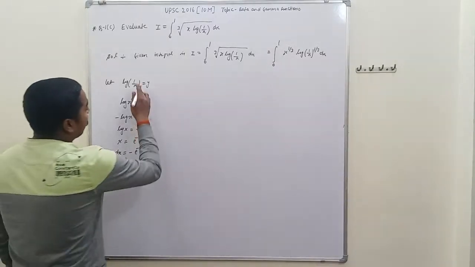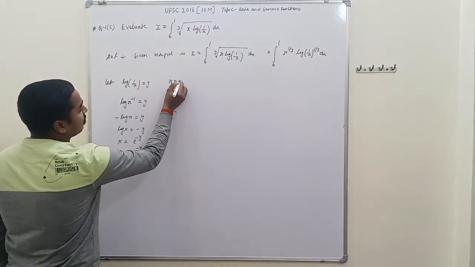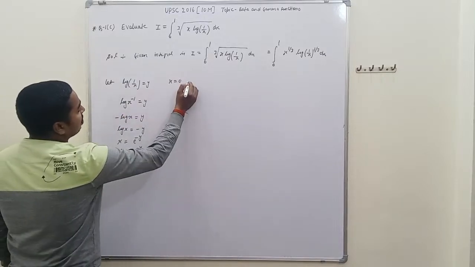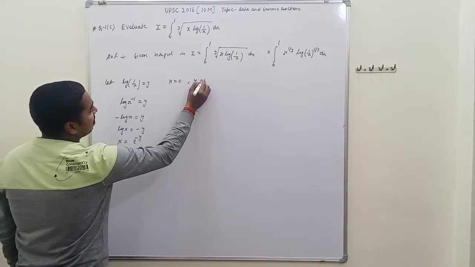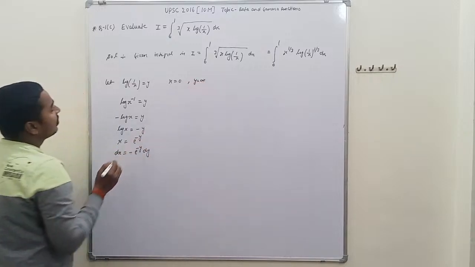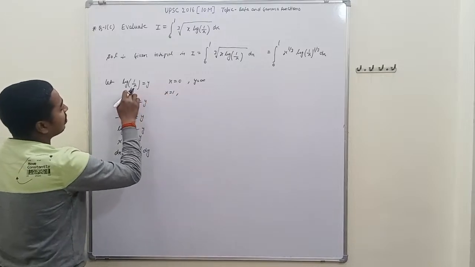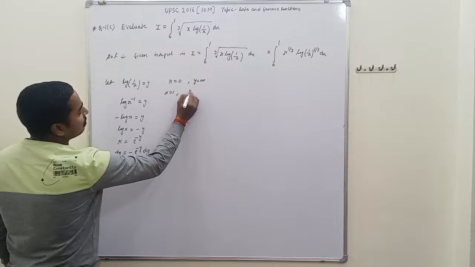Further we have to change the limit. When we put x equal to 0, we get y equal to infinity, and when x is equal to 1, we get y equal to 0.